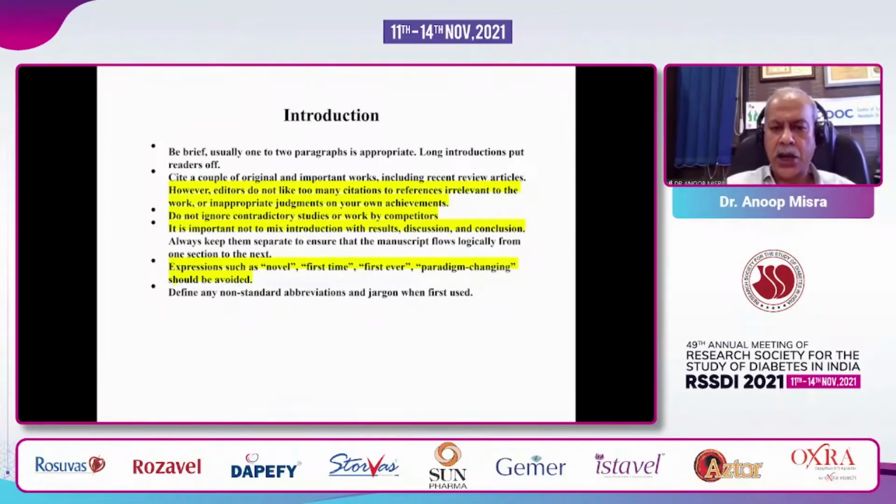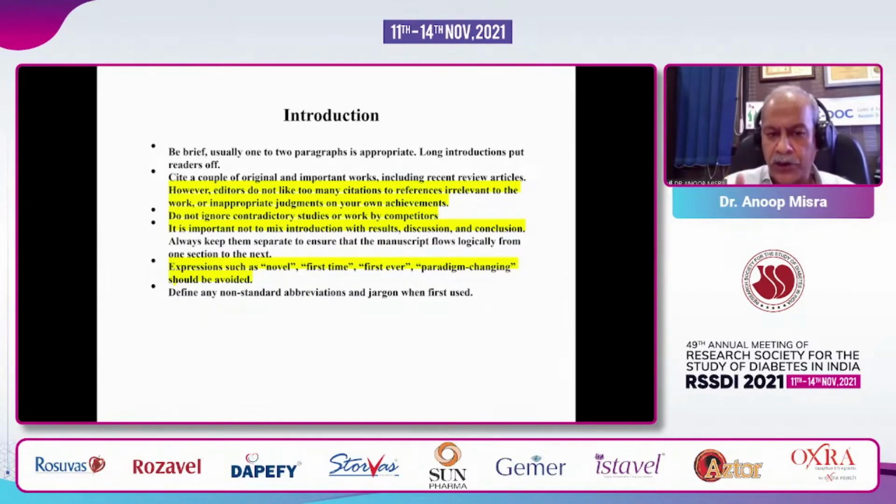Now, in the introduction, do not cite too many references, because editors do not like too many citations or references irrelevant to the work. So, relevant references. And do not make inappropriate judgments on your own achievement. We have done excellent work previously, and that's why we are doing this work, and things like that. And do not ignore contradictory studies or work by competitors. They may have some other results, but please present them there.